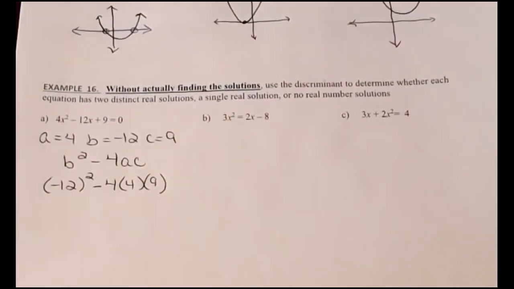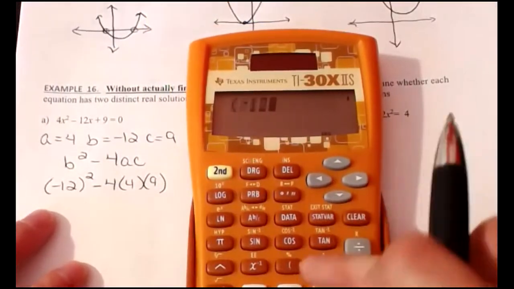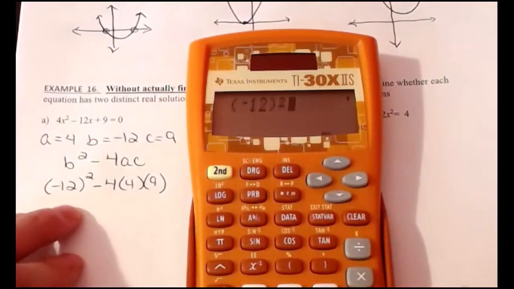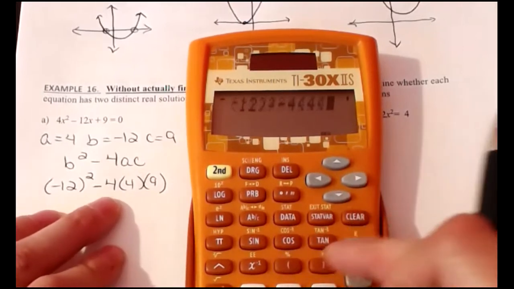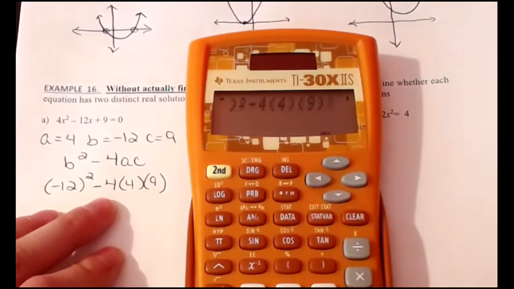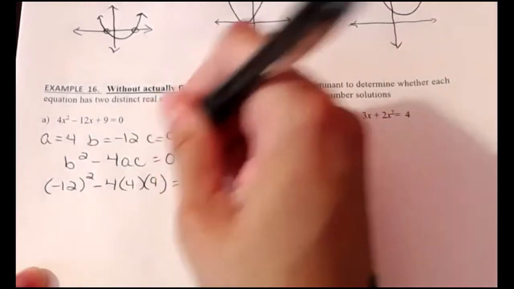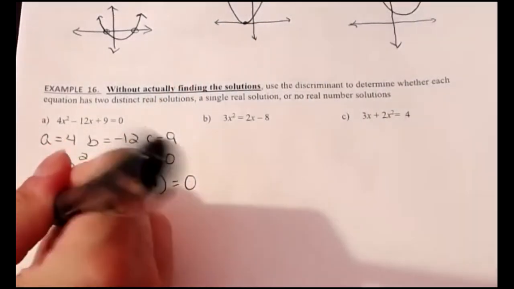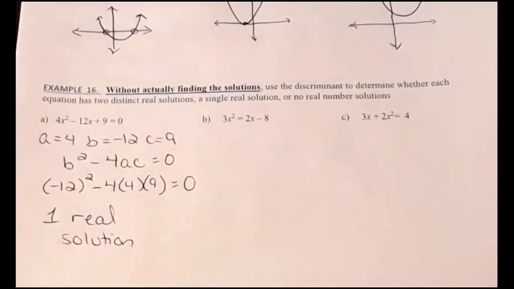Let's go ahead and plug this into our calculators. So we have -12 squared. Use the parentheses, otherwise it's not going to understand what you mean. It's going to think you're squaring just the 12 and not the negative. Minus 4 times 4 times 9. So I'm literally writing down exactly what I have here. I get 0. So because this is equal to 0, my discriminant is equal to 0, we realize that we have 1 real solution. It's going to hit the x-axis and bounce right back.